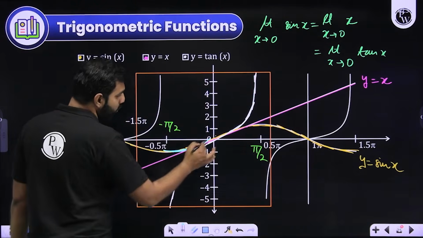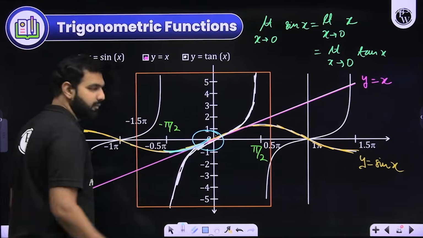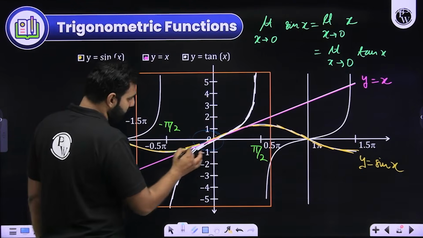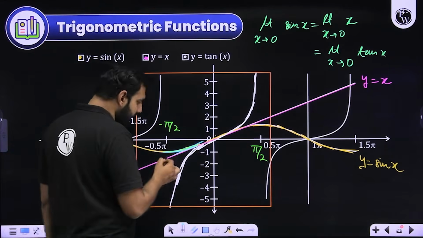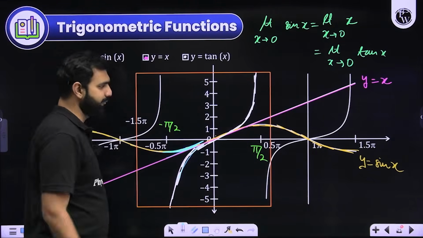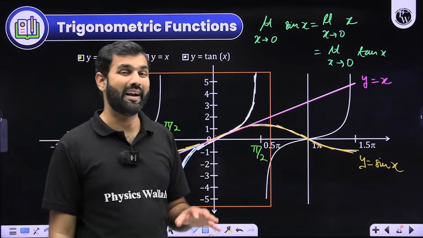between minus pi by 2 to 0, of course, close to 0 it will be equal, but between minus pi by 2 to 0, sin x will have the upper hand. It will be greater than x and it will be greater than tan x. So do remember these results, or at least this graph.